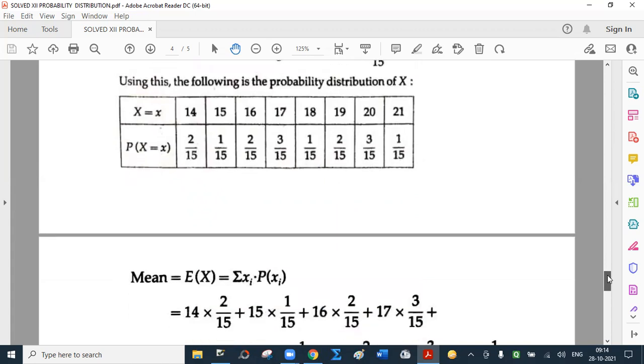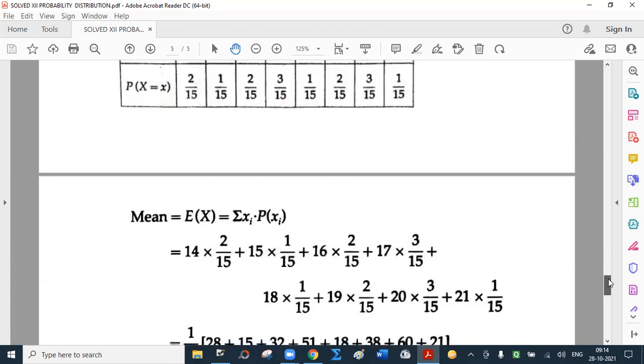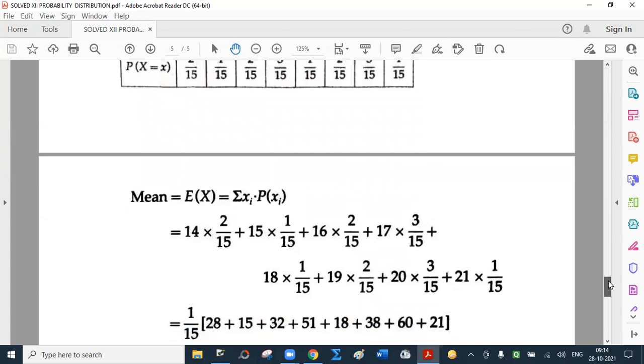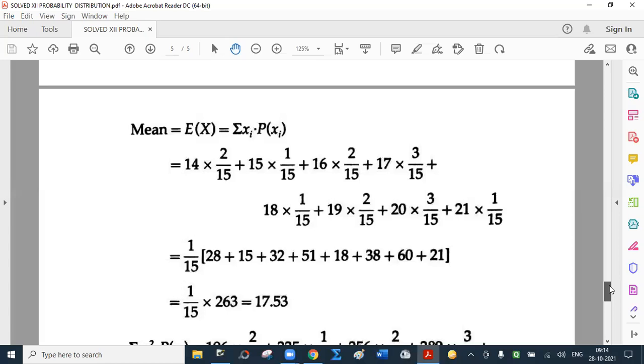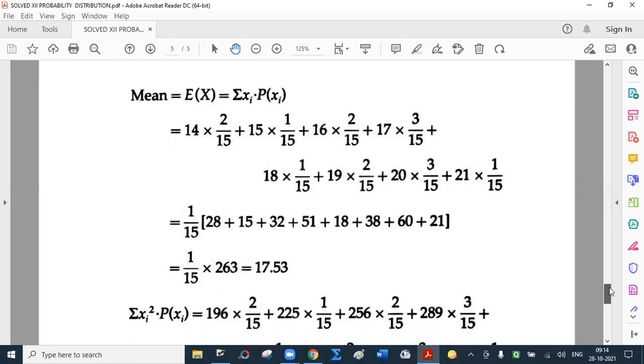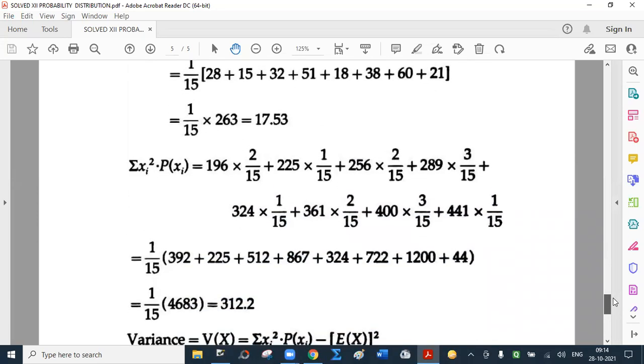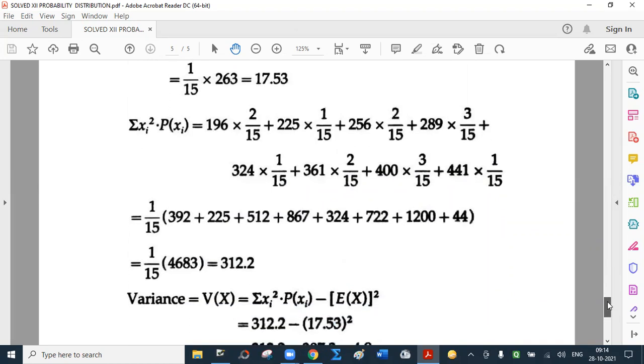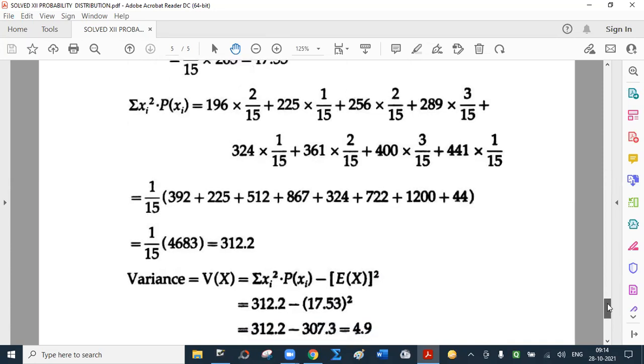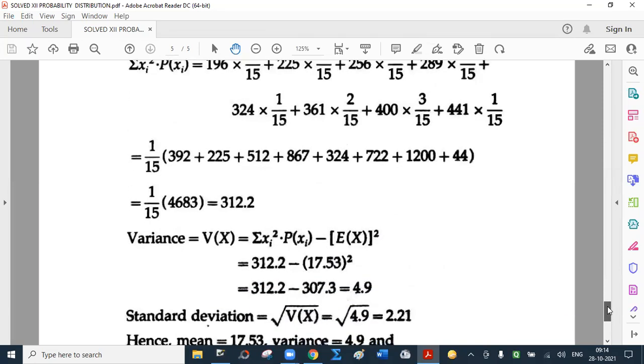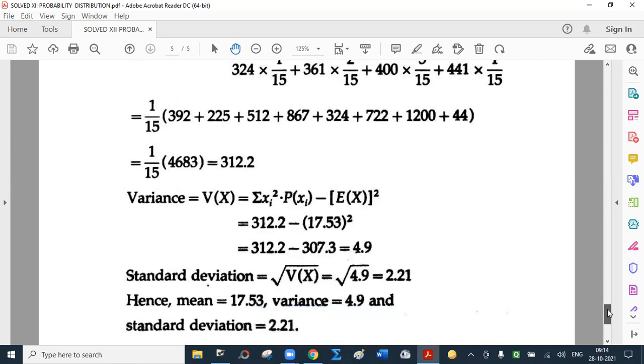So it is mean. Mean is the expected value of the random variable, which is sigma xi into pi. So that comes out to be 17.53. What is sigma x square pi, or sigma x square into p? Substitute the values, simplify to get 312.2. Now variance is E of X square minus square of E of X. Substitute the values to get 4.9. What is standard deviation? Positive square root of variance, root 4.9, which is 2. So these are the answers.